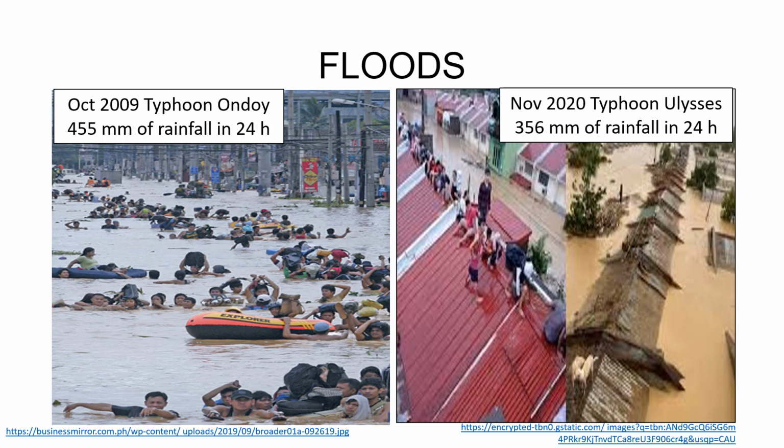In October 2009, Typhoon Ondoy dumped 455 millimeters of rainfall in 24 hours, which is the average amount of rainfall Metro Manila receives in a month. The latest flooding was due to Typhoon Ulysses last November 2020.